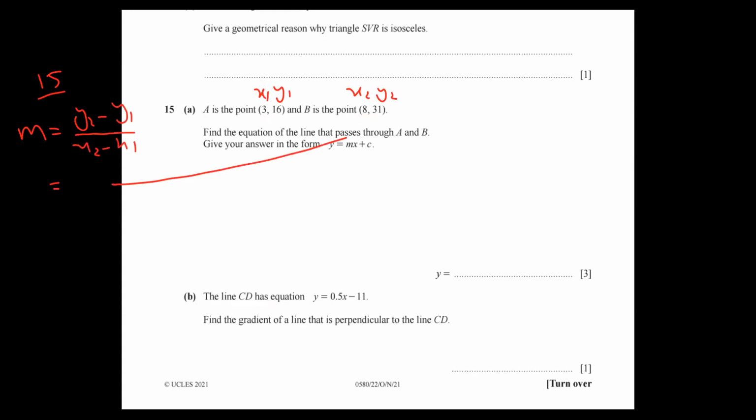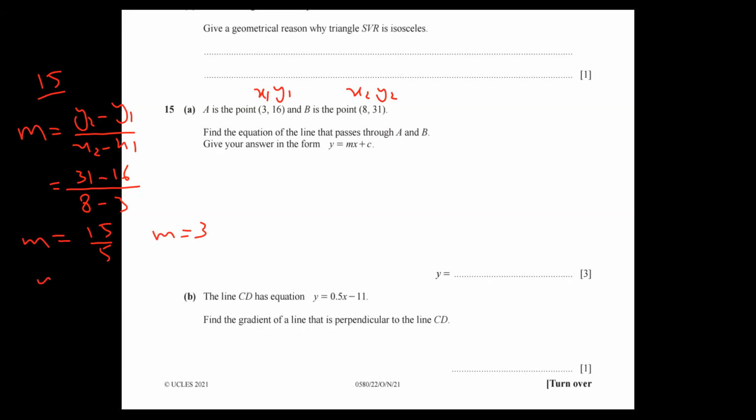So let's start. y2 is 31 minus 16, and then 8 minus 3. And I got 15 over 5. I got the gradient becomes 3. But the question is not over, because we need to find not only the gradient. We have to find the c as well, the y-intercept.